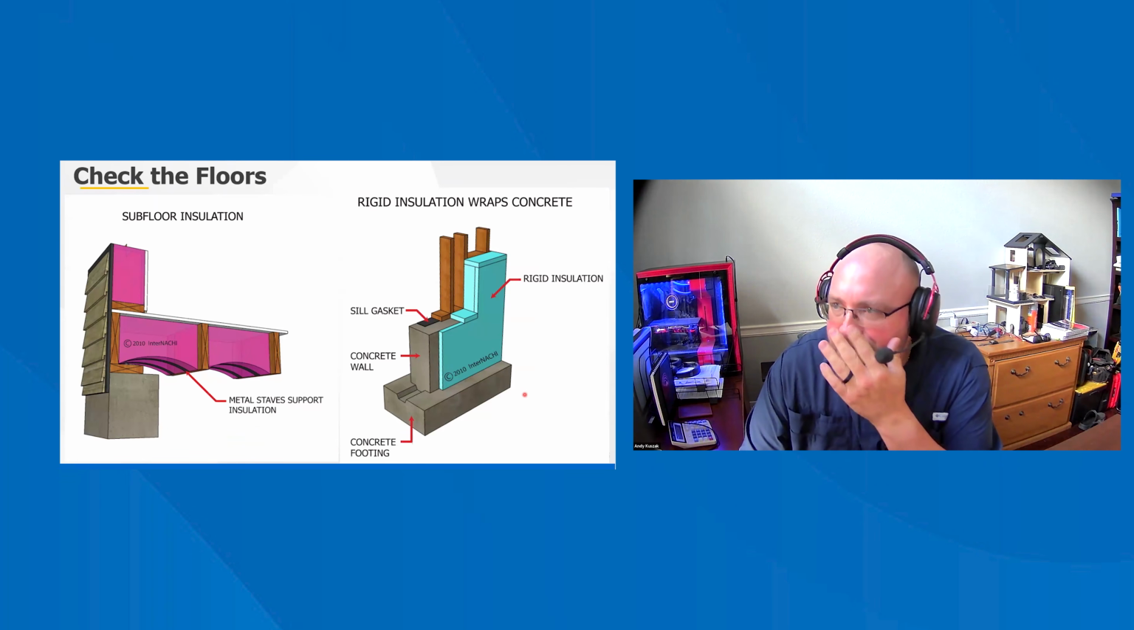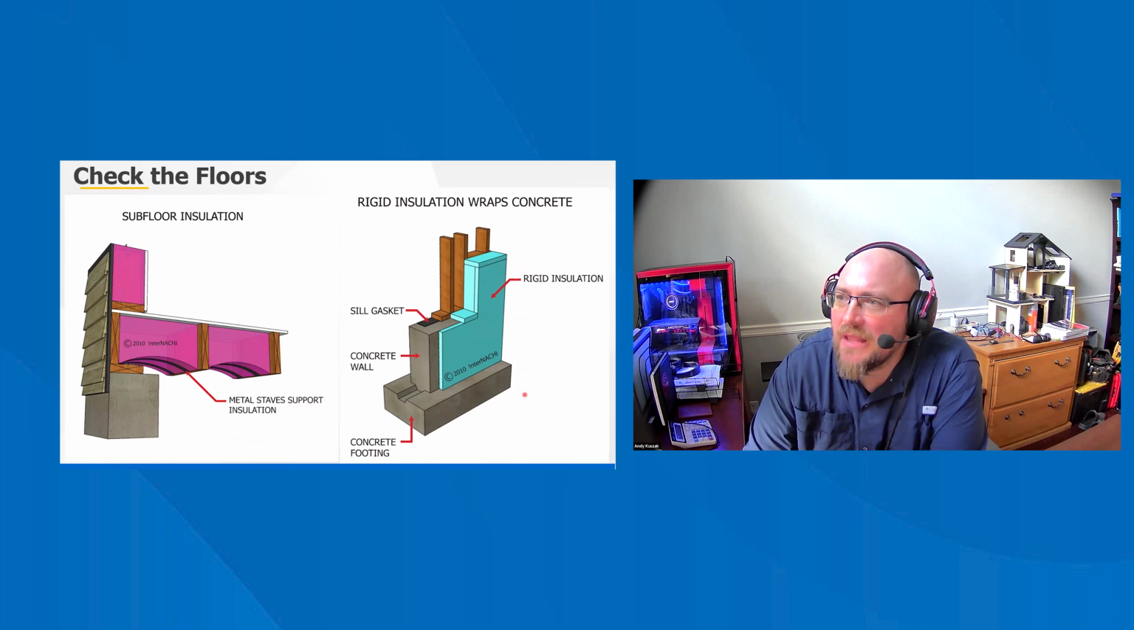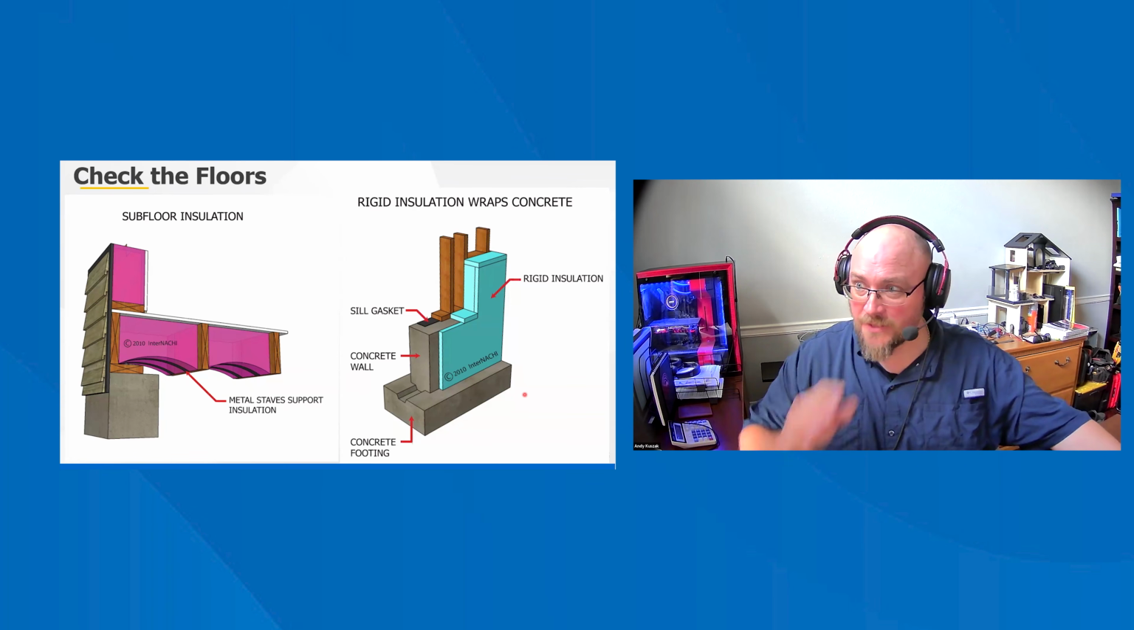All right, check the floors. There should be an access hole through the perimeter wall of the crawl space. It should be at least 16 by 24 inches. If the access is through the floor, then the minimum dimension should be 18 by 24.